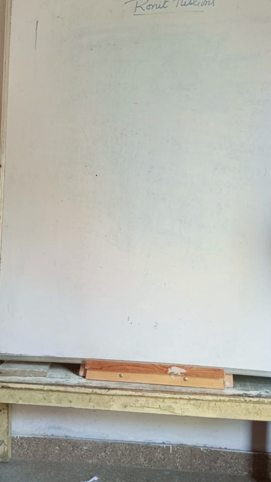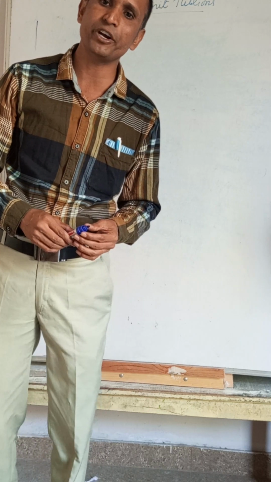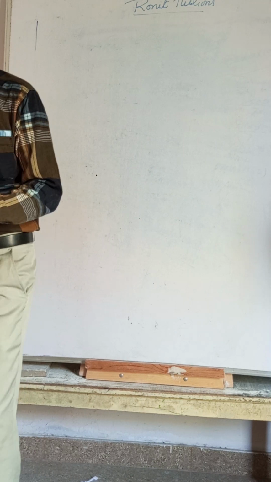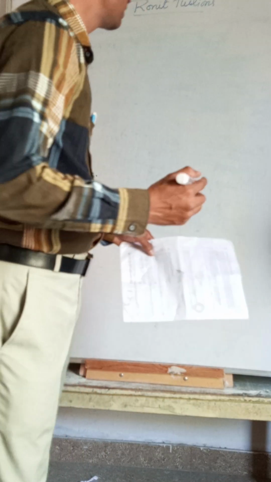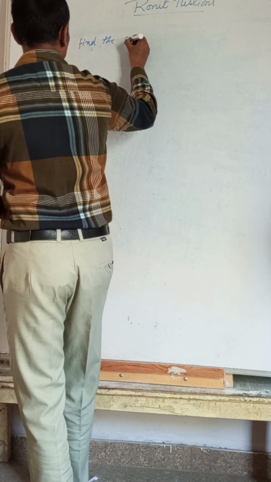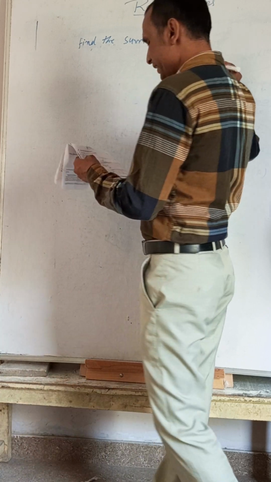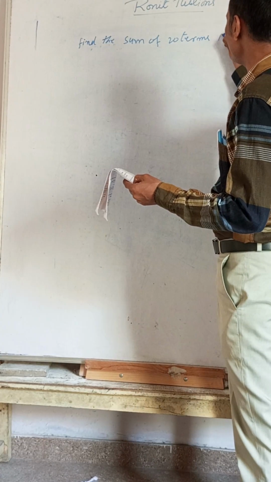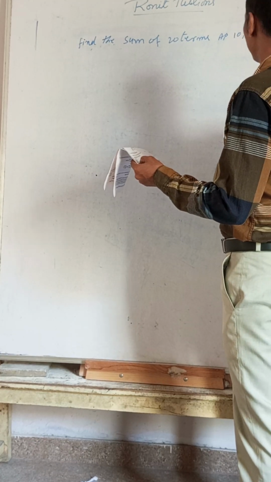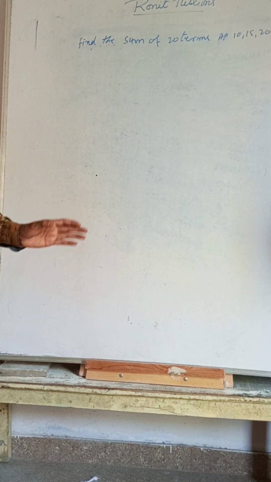All three methods, elimination method, substitution method, and cross multiplication method, are already covered in one video that was uploaded, and those questions are solved. One more question: find the sum of 20 terms of the arithmetic progression AP given. The AP given is 10, 15, 20 and so on. By the formula method, it is asked to find the sum of that.